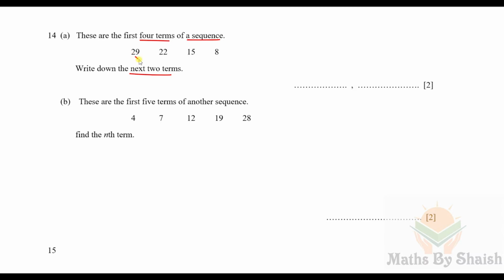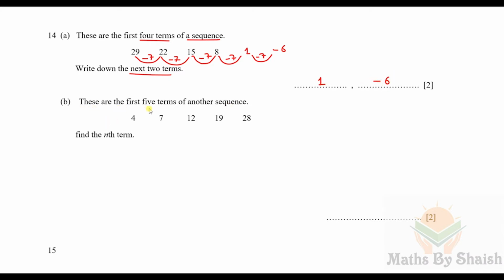So from here we can see 29 minus 7 is 22. Next is again 22 minus 7 is 15. Then next is again 15 minus 7 is 8. So the next number would be 8 minus 7, that is 1. And then again minus 7, that is going to be minus 6. So the next two terms would be 1 and minus 6.